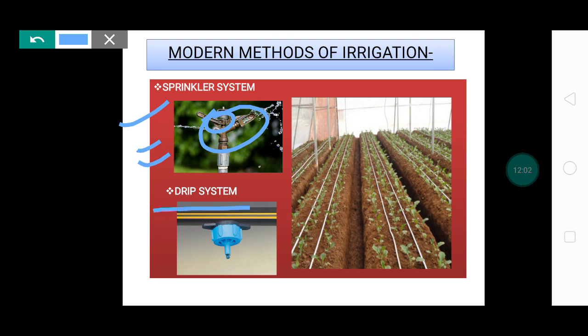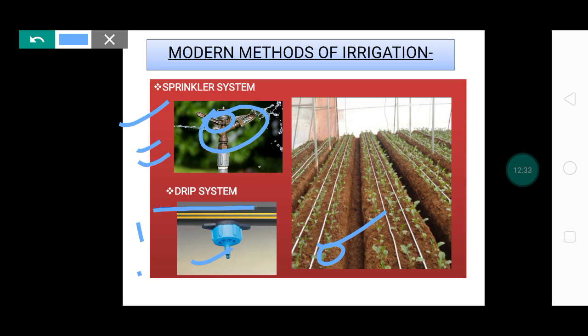Now the next one is the drip system. Look at this picture 1 and 2. The drip system is also called trickle irrigation. Why? Because water falls drop by drop to the roots of the plant. Hence it is called the drip system as well. And it is good for which plants? For fruit plants, for gardens, and where the availability of water is very less.